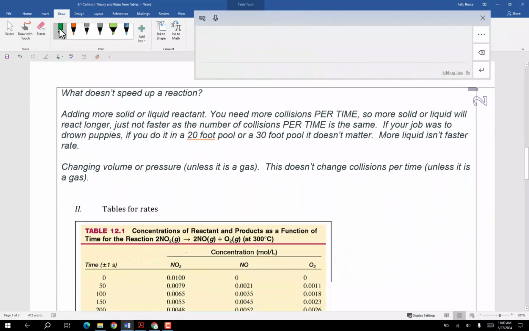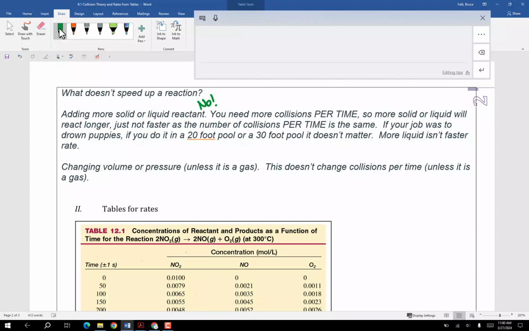What doesn't speed up a reaction? So sometimes these are our tricks, okay? It seems like it should, but it doesn't. If I add more solid or liquid, that does not speed up a reaction. No. You need more collisions per time. So more solid or liquid will react longer, just not faster, as the number of collisions per time is the same.